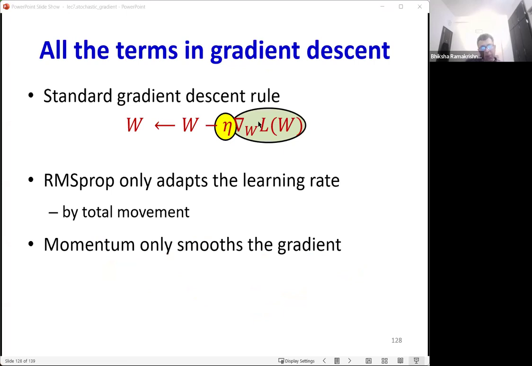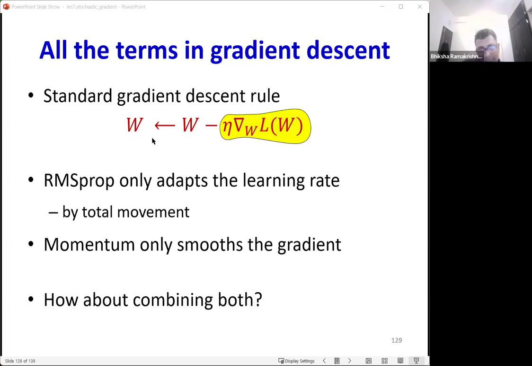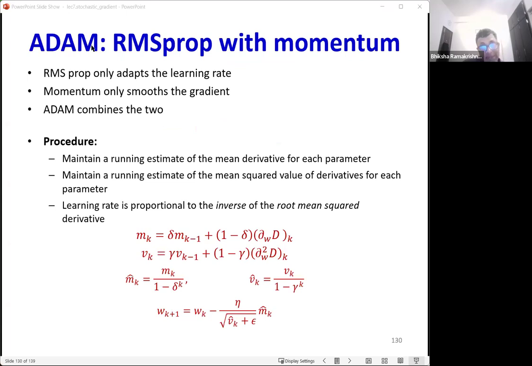Now, momentum methods correct this guy. RMSProp corrects this guy. It only adapts the learning rate. Momentum only smooths the gradient. What is the obvious next step? Anyone? What is the obvious next step? Combine them, right? So how do you combine them? Beautiful. Let's combine both. This is Adam.